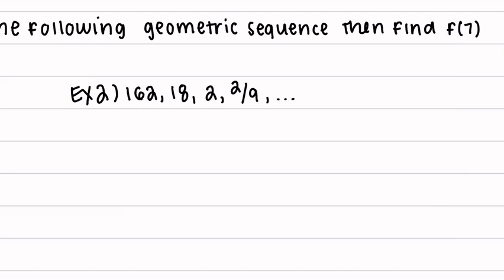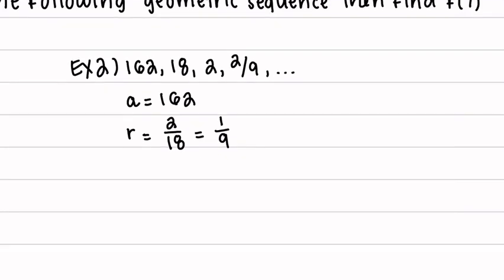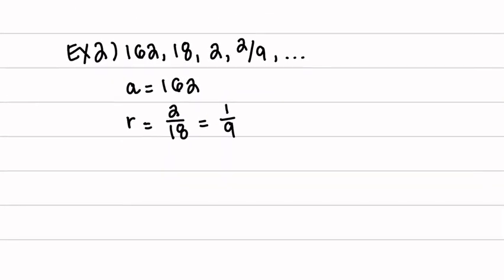So first off, I know A, my initial value, is 162. And to find r, I'm just going to take a term value, I'll pick 2, and divide it by the previous term value. We get 1/9 as our common ratio. So from that, I know what my explicit rule would be.